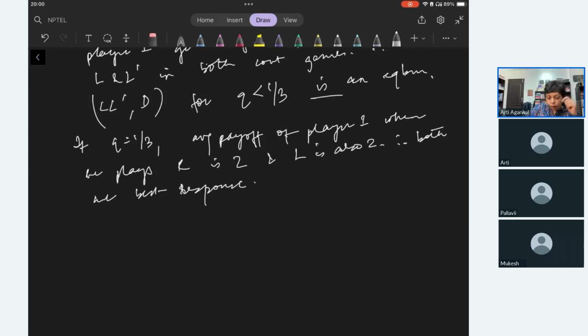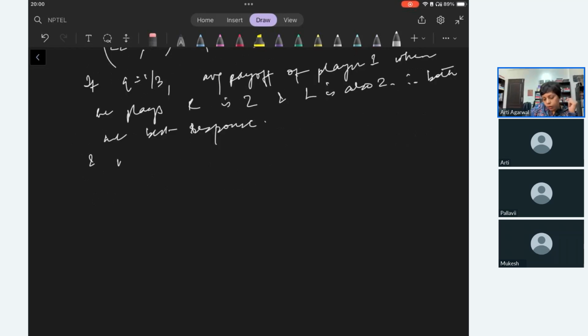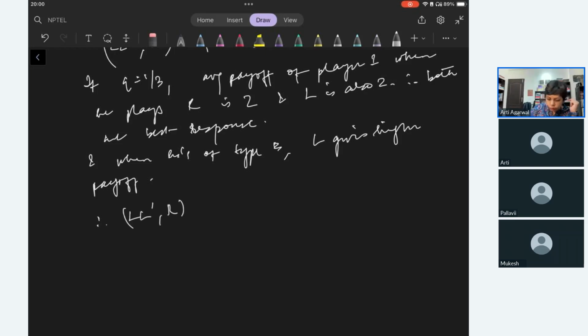And when he is of type B, L gives higher payoff. Therefore, L prime comma U, and L prime comma D are both equilibria for Q equal to 1 by 3.